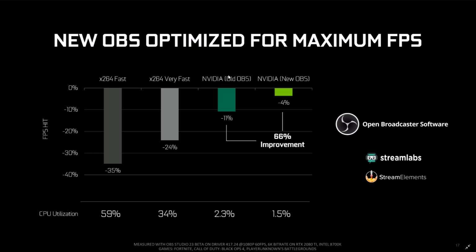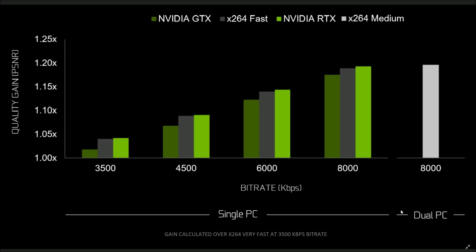Before, with the old OBS, or even if you're using Streamlabs, you're getting the old NVENC, and you were losing about 11% of your FPS, and the utilization of your CPU was about 2.3%. Now with the new one, you're just losing 4%, so you have a huge improvement, as you can see, and you have less CPU utilization. So that's pretty amazing for this update. Also, you need less bitrate to have a better quality of image.